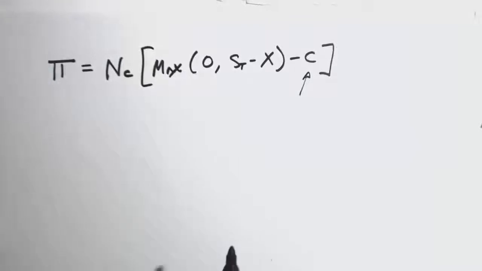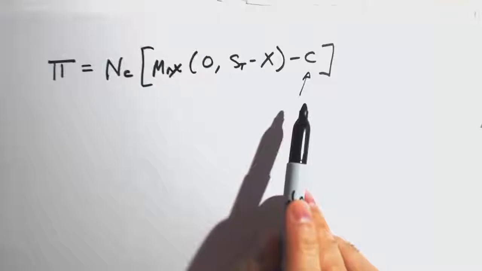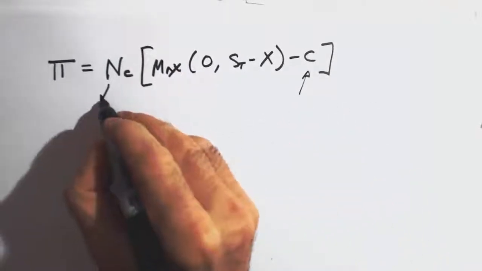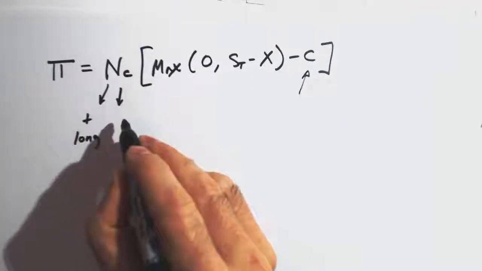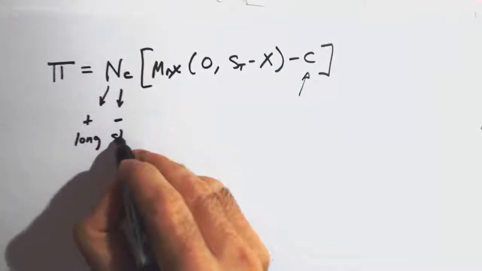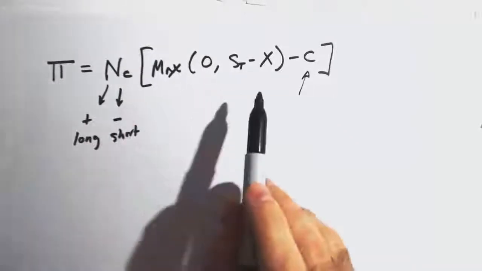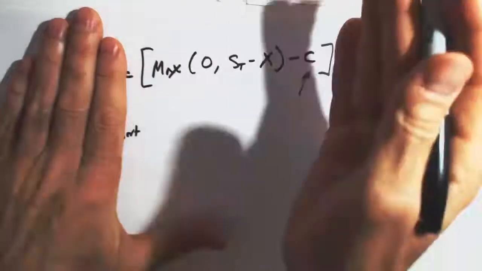Now this formula is so flexible that it doesn't just apply to buying calls. It also applies to shorting calls. So this NC is going to be positive if we're long the call, and this number will be negative if we short the call. So now this is the number of options. Put that aside. Now what's in these brackets?